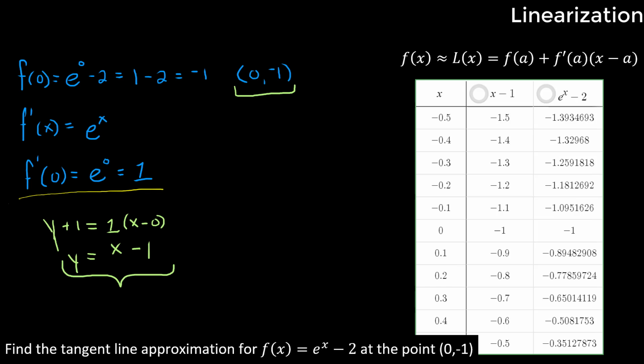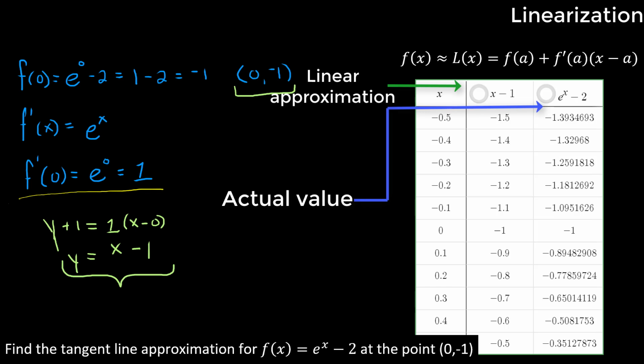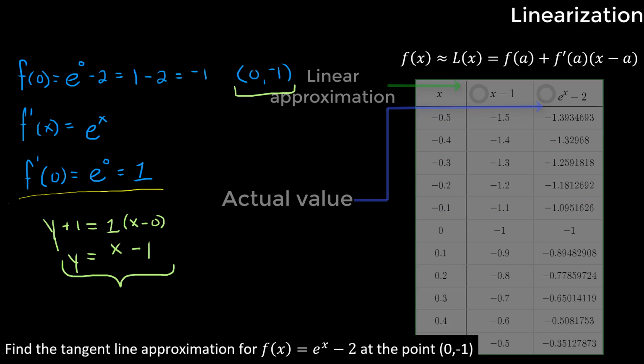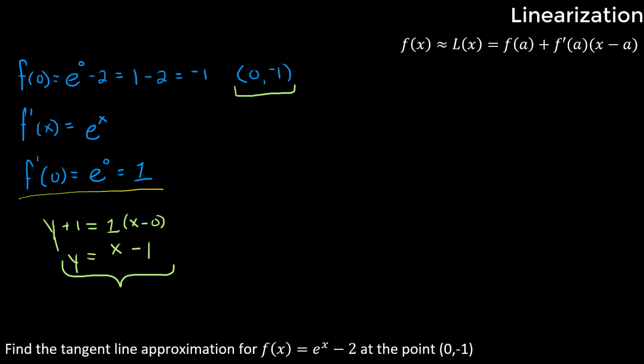So if they ask you to create a table of values for the 10 nearest points, 5 before and 5 after, there you go. And so instead of saying y equals x minus 1, we could actually state that this is L of x, or the linear approximation of this function, and it would be equal to x minus 1. And we can do it just like that. That's completely fine, because this is the linear approximation. So, next question.